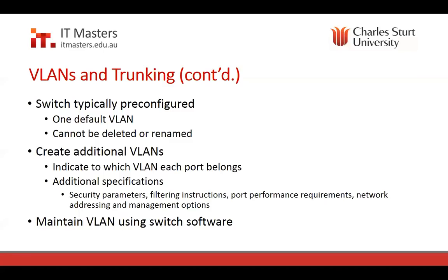We can obviously create additional VLANs and indicate to which VLAN each port belongs, so we can assign our physical ports to individual VLANs that we create. And then on top of that, there are a number of additional things that we can set up or configure, including different security parameters, so who can talk, whether VLANs can talk to each other, filtering instructions, so what devices can go onto what VLANs, and port performance requirements, in terms of how quickly a port will begin to transmit traffic, but also at what speed that port will transmit traffic. And there are some network addressing and management options, which we'll look at more when we talk about routing.